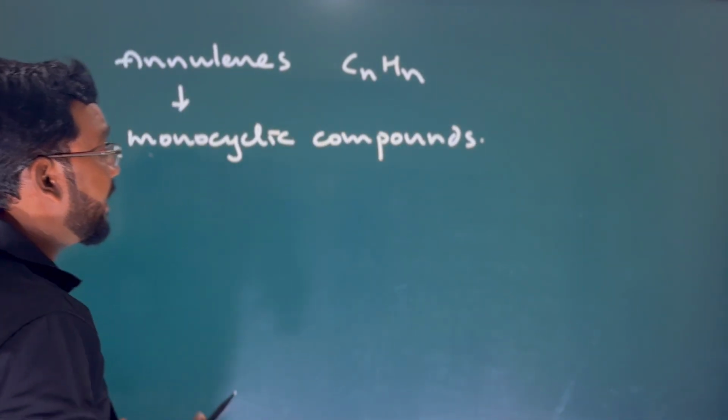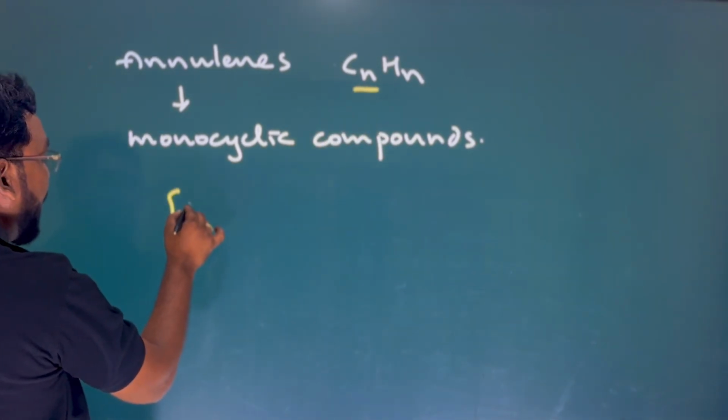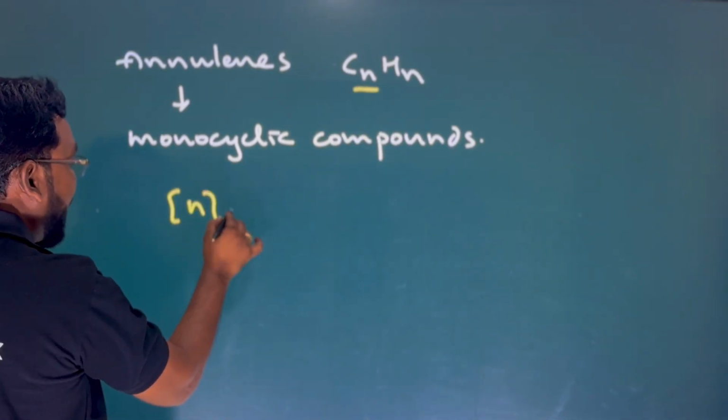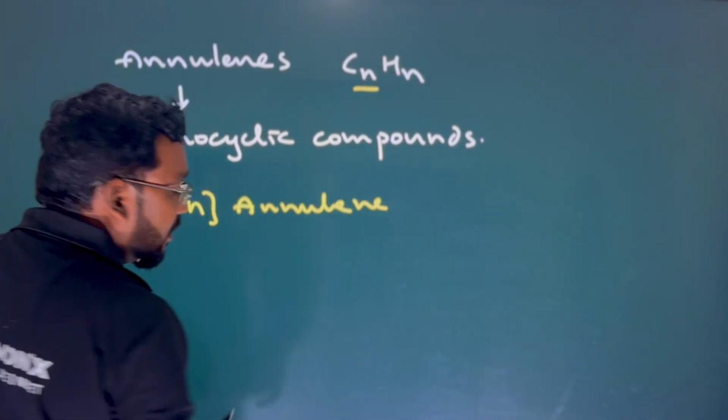So generally, how to write their IUPAC names? Whatever the number of carbons are there, write the number of those carbon atoms in square brackets, then add the word annulene here. So you will get the name of the annulene.